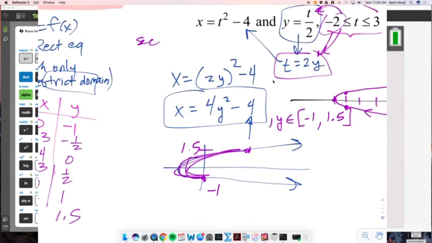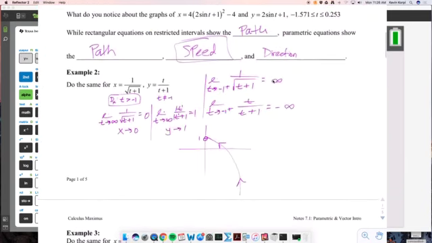So again, it's not as useful when you convert it back to rectangular because you only get the one piece of information, the path only, and you have to restrict the domain. But it is a nice algebraic activity. Okay, and you're always restricting your independent variable, which is the one that you're not solved for. All right, let's try the next one.